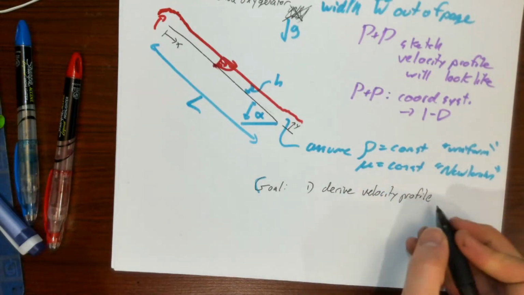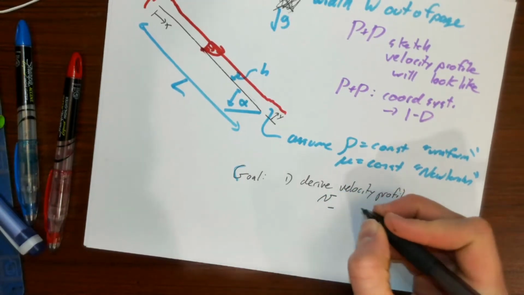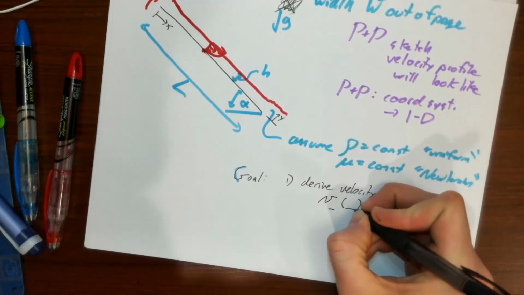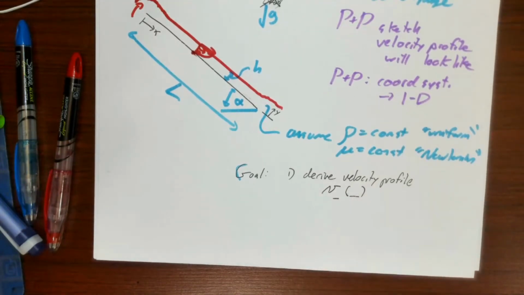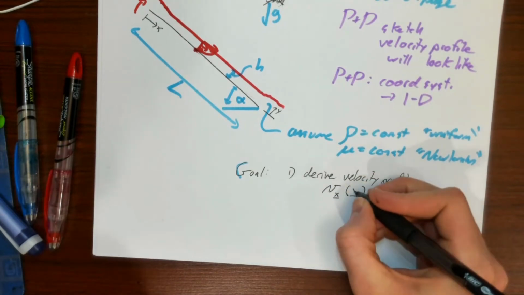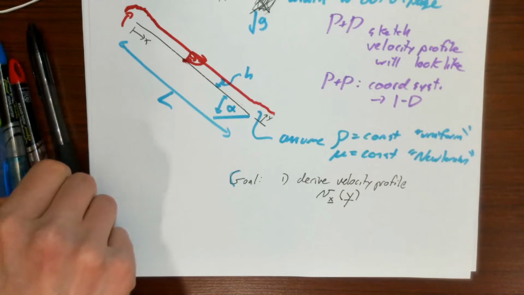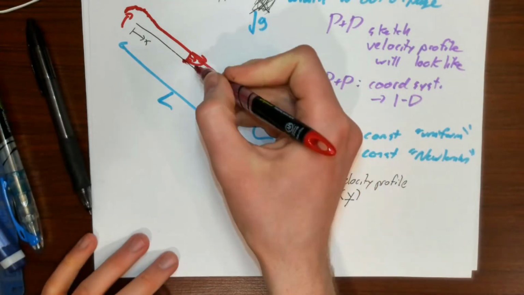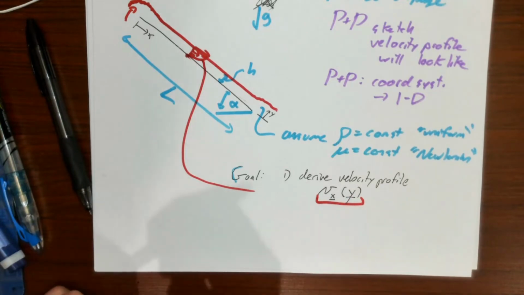So in this case, we're looking to derive a velocity profile. So what do we want? We want v sub something as a function of something else. So pause and ponder. What do we want? Well, we want a velocity in the x direction that is a function of y. So this is our goal. Our goal is to derive this velocity profile, and that's going to be this right here. So we're looking to derive this v_x as a function of y.